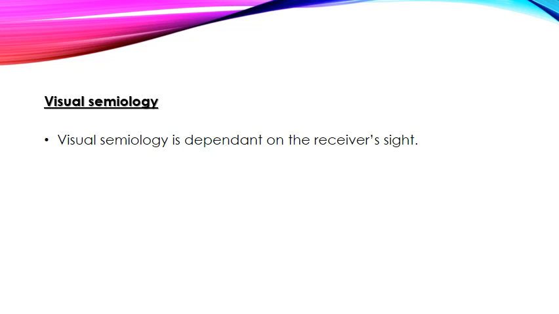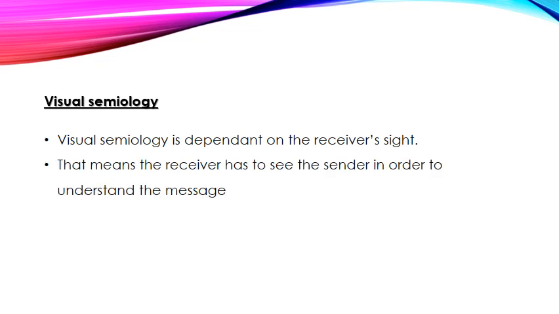So visual semiology depends on the receiver's sight, seeing. It means that the receiver has to see the sender in order to understand the message. If the receiver does not see the sender, they won't understand the message being sent. So let's look at this.